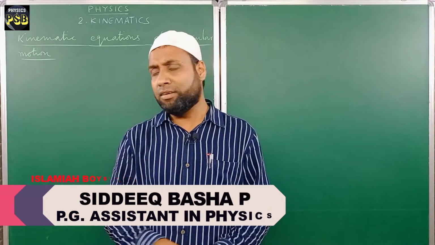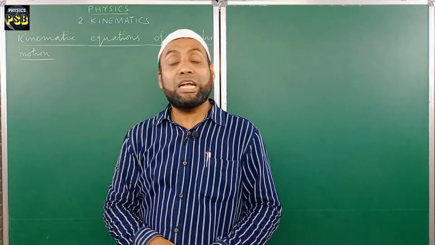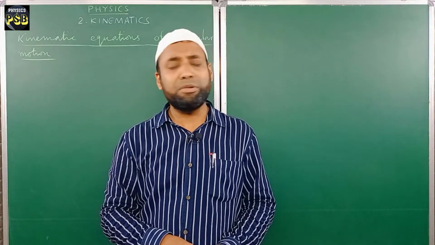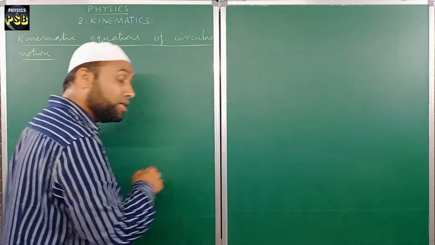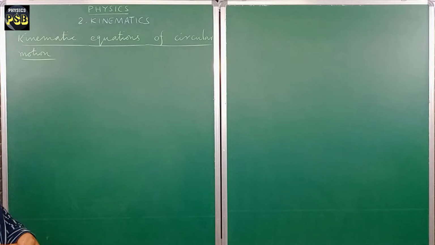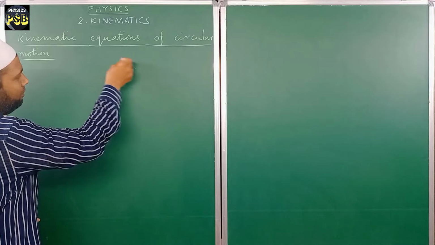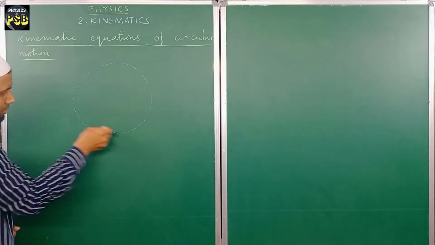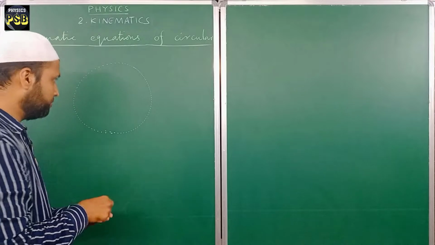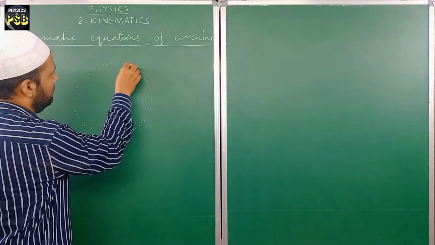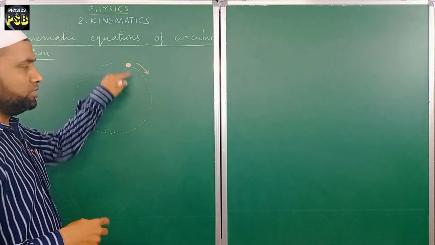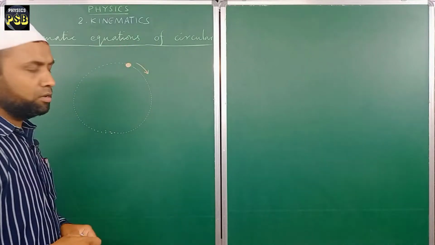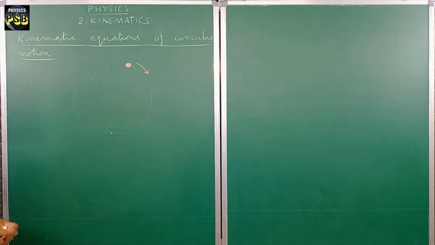In the previous video, we obtained the expression for kinematic equations of linear motion. In this video, we will derive kinematic equations of circular motion. Before going ahead, let me tell you what circular motion is. Whenever an object moves in a circular path, it is said to be in circular motion. Remember this? Now suppose I have a circular path in which an object moves, then this object is said to be in circular motion.